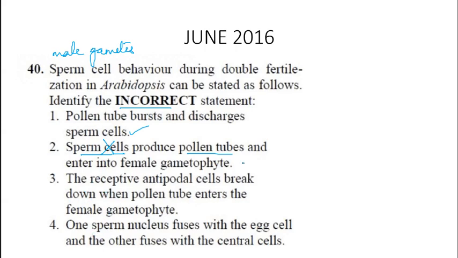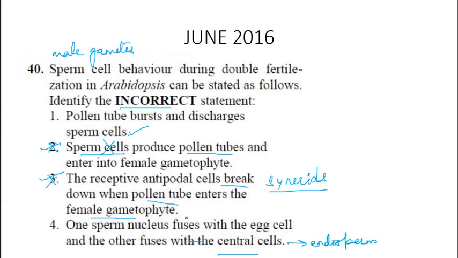The receptive antipodal cells break down when the pollen tube enters the female gametophyte. Antipodal cells do not break down when the pollen tube enters. They are the synergids which break down. So 3 is also wrong and 2 is also wrong. So they are our answers. In CSIR it is given 2, 3. One sperm nucleus fuses with the egg cell and the other fuses with the central cell. Yes, the central cell will form endosperm, and the sperm nucleus with the egg will form the embryo. This is known as double fertilization. So the answer is 2 and 3.